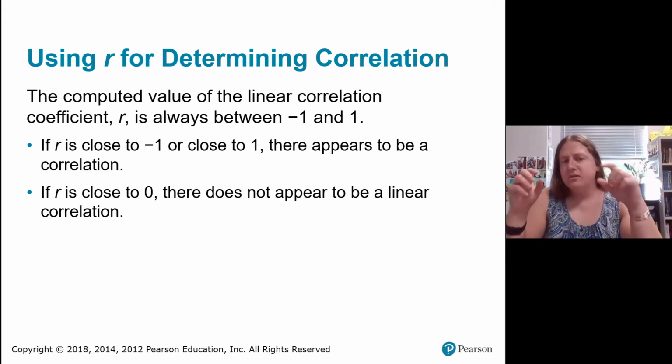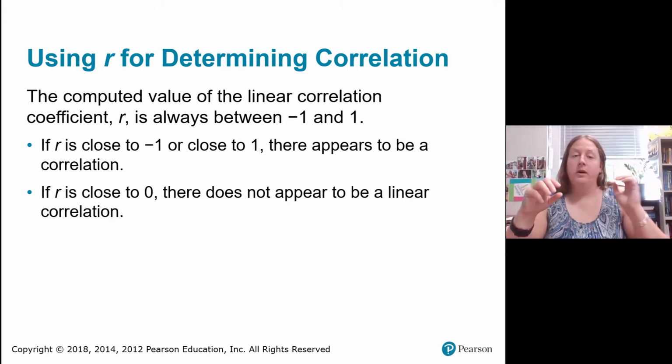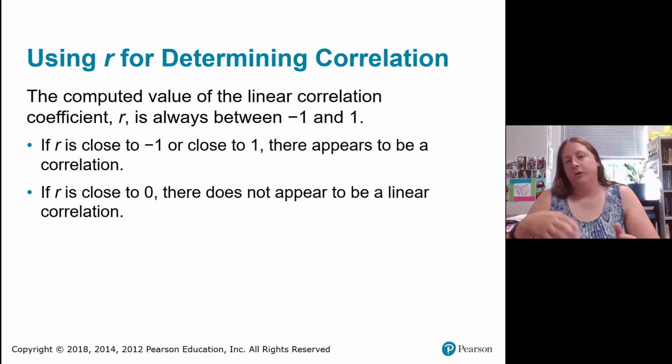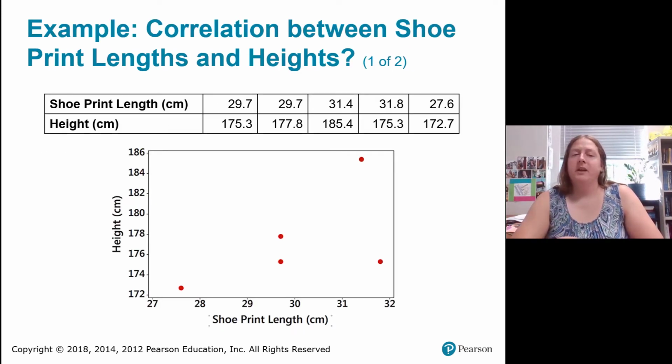All right, so for the positive correlation, when one variable has a small value, the other one also has a small value. And when one has a large value, the other one also has a large value. Now, if instead r is close to 0, then there does not appear to be a linear correlation. So let's take a look at an example.